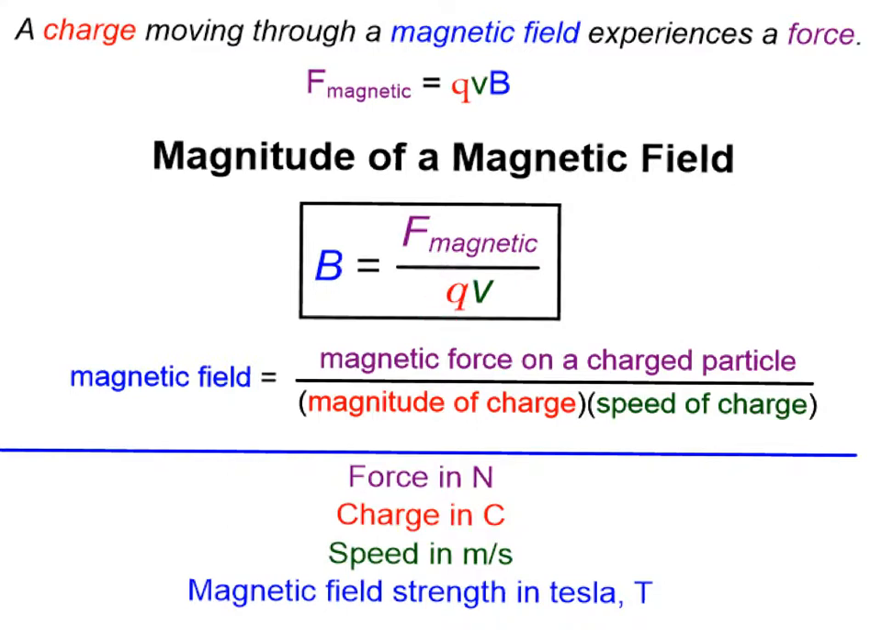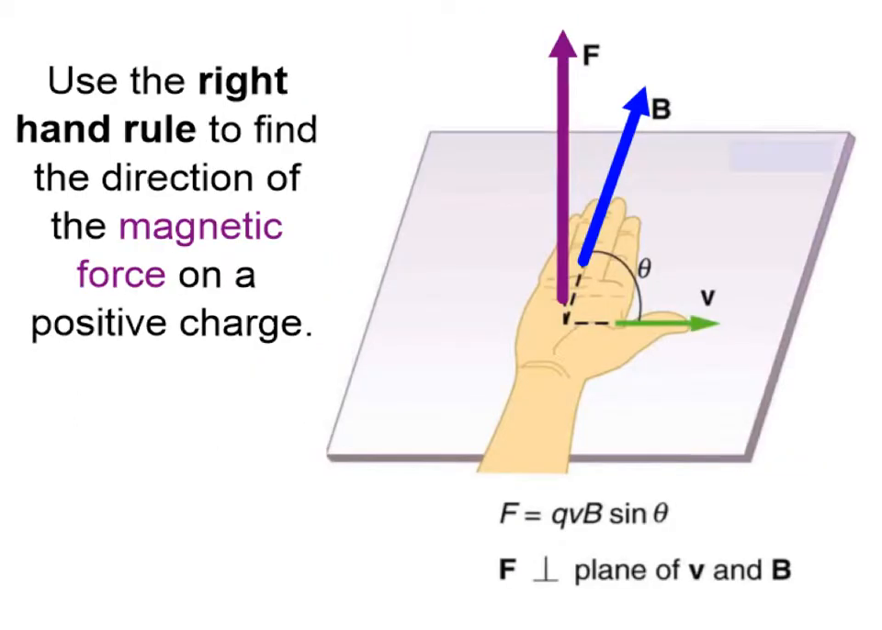Q is the magnitude of the charge, and V represents the velocity or the speed of the charge without a direction. Force needs to be calculated in newtons, charge in coulombs, speed in meters per second, and magnetic field strength is in Tesla, represented with a capital T.